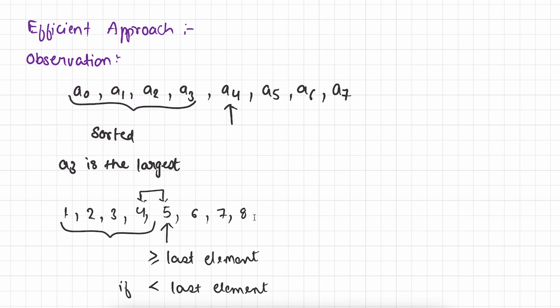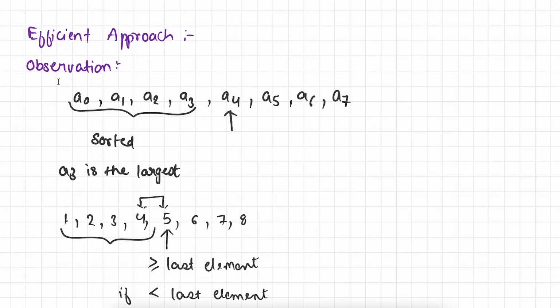Okay, so now let's discuss the efficient approach to solve this problem. So the efficient approach of solving this problem is based on few observations. So let's say we have an array of elements A1, A2, A3, A4, A5, A6 and A7. So we assume that from A0 to A3 all elements are sorted. It means if these elements are sorted, then A3 is the largest element among all the elements, right?